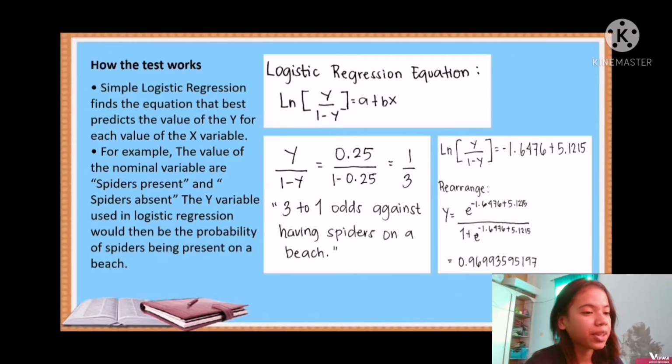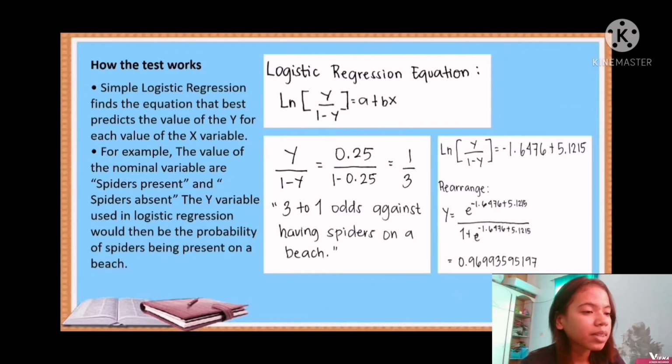Additional information: how the test works. Simple logistic regression finds the equation that best predicts the value of the y variable for each value of the x variable. What makes logistic regression different from linear regression is that you do not measure the y variable directly. It is instead the probability of obtaining a particular value of a nominal variable.